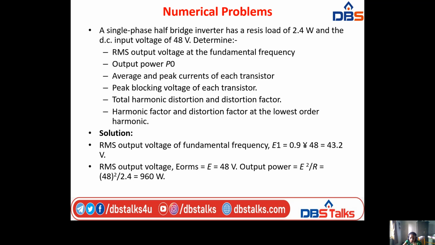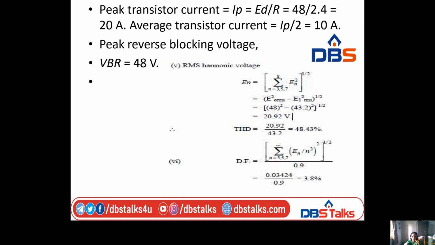To recap, the RMS value of the fundamental frequency: the output voltage E1 equals 0.9 into 48. Then E0 will be 48 volts. The output power will be E squared by R, that will be 960 watts. The peak transistor current IP equals E by R, and the peak reverse blocking voltage VBR equals 48.